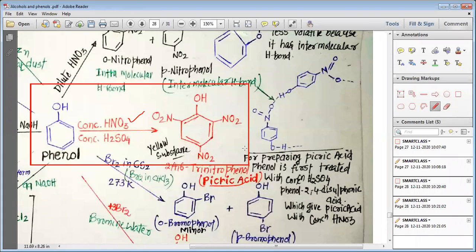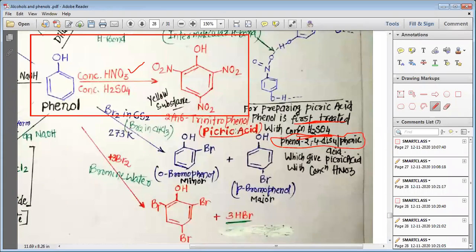So please remember this, that for preparing picric acid nowadays, phenol is first treated with concentrated sulfuric acid, so that a new substance is formed, and that new substance has the name phenol 2,4-disulfonic acid, and phenol 2,4-disulfonic acid on treatment with concentrated nitric acid gives us 2,4,6-trinitrophenol. This 2,4,6-trinitrophenol is also known as picric acid, and this picric acid is a yellow substance, or picric acid is yellow in color.